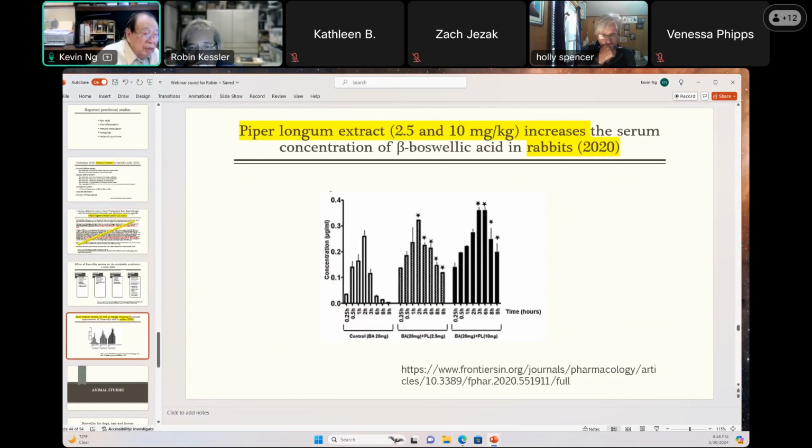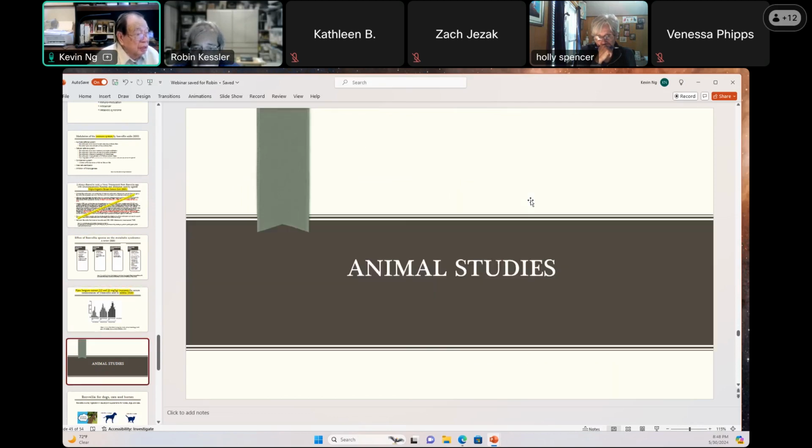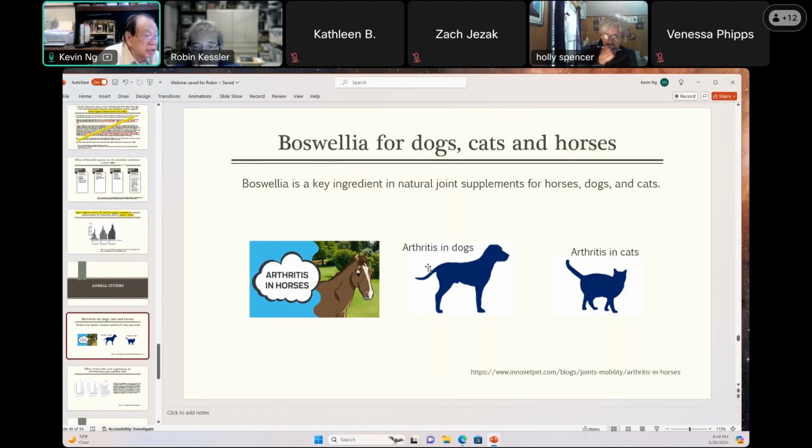Okay. Now, another thing that interests me most lately is that Boswellic acid taken by mouth is not very well absorbed. The absorption may be 30 to 50%, but you can increase the absorption of the Boswellic acid by using a small dose of a black pepper extract. Now, in the animal studies, a lot of studies have been made for animals with arthritis: horses, dogs, and cats.